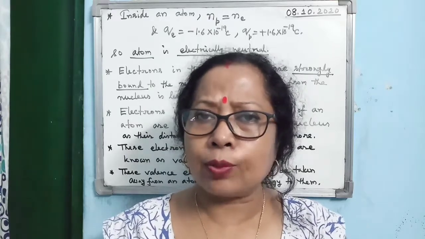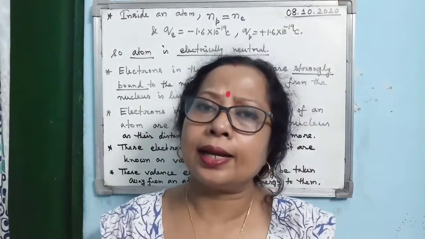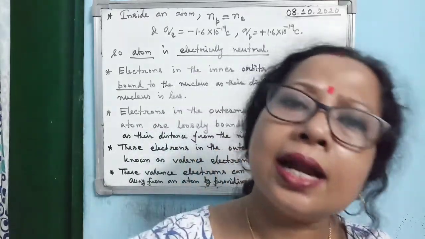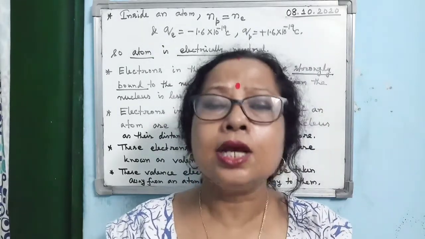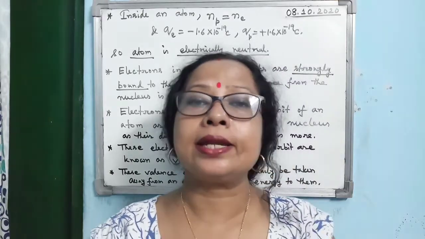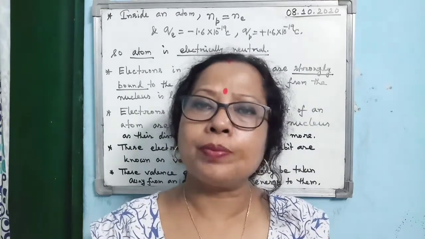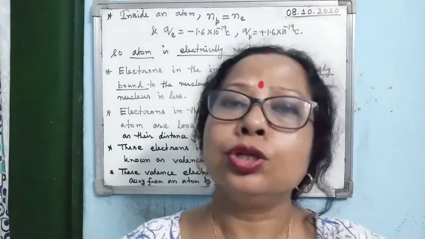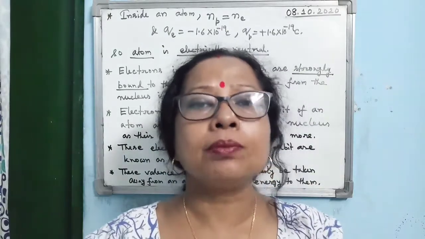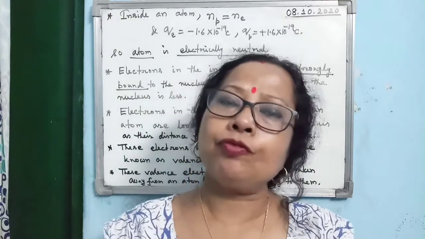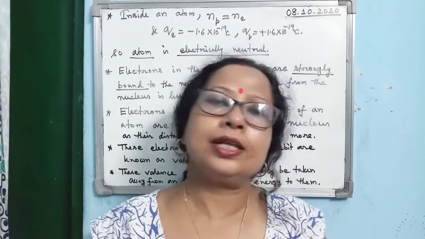Alright, so once again I am saying that inside the atom, the electrons which are in the inner orbit are nearer to the nucleus. The distance between the positive charge and the electron is less. So as the distance is less, electrostatic attraction is more. So we say that electrons in the inner orbit are strongly bound to the nucleus, and it is difficult to take out electrons from the inner orbit outside the atom. If you want to take out any inner orbit electron from the atom, lots of energy is needed.